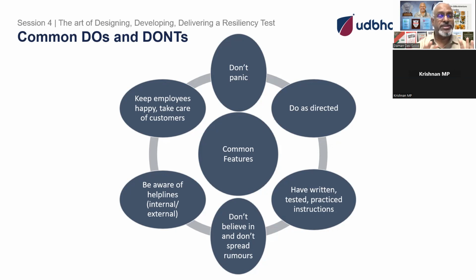Do not panic. These are common do's and don'ts for all the different types of disasters or crises we may have. Panicking doesn't help at all. Do as directed. Please follow the instructions. Have written, tested, practiced instructions. Now, don't panic and do as directed is for all people, all staff, all employees of the organization, while the third one is for the organization. At the organization level, have written, tested, practiced instruction plans.